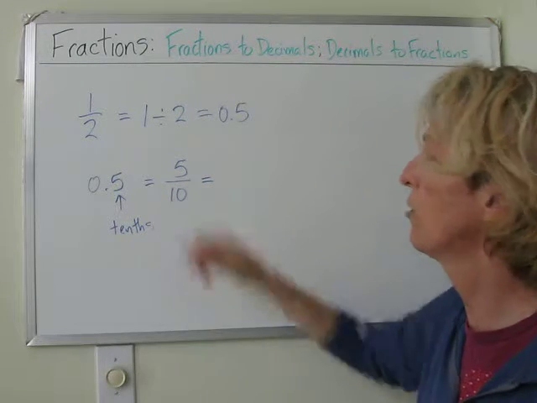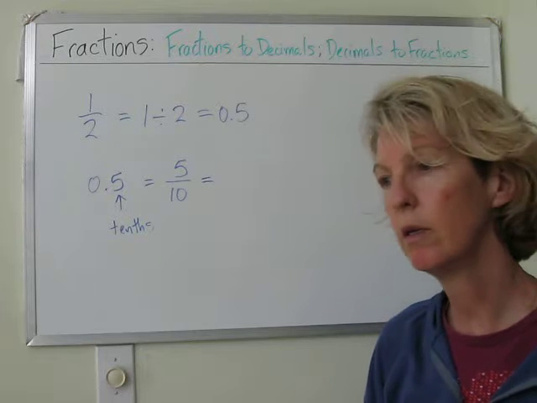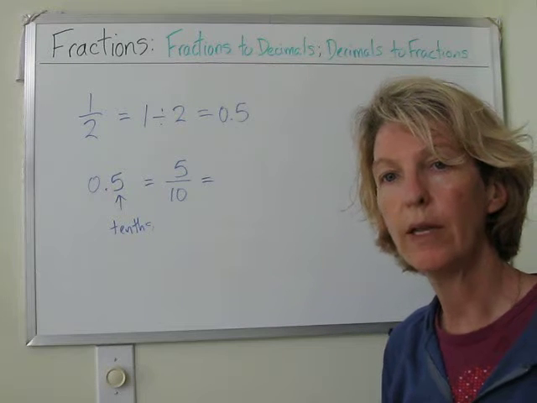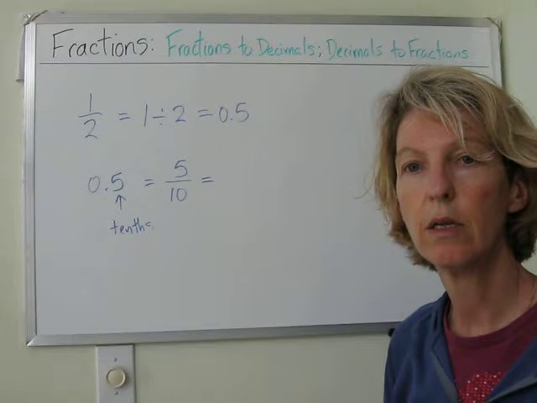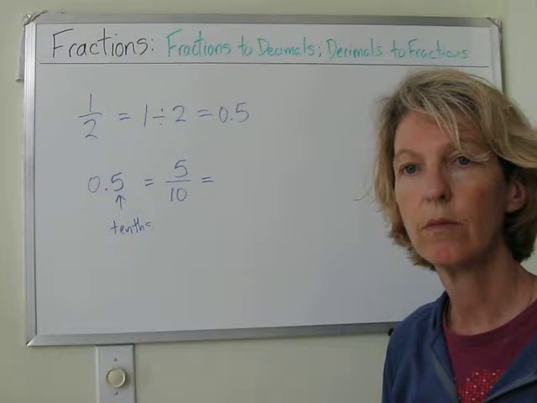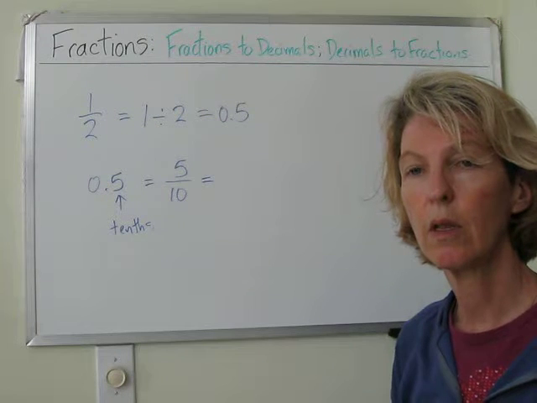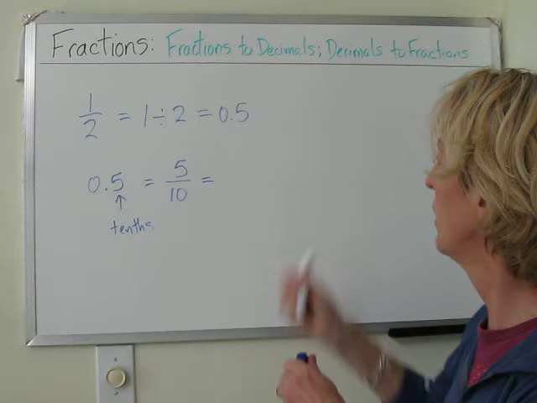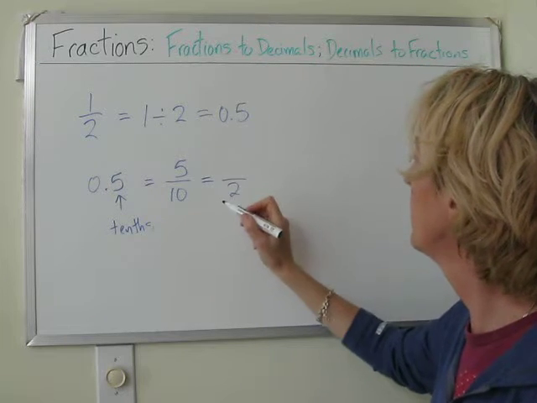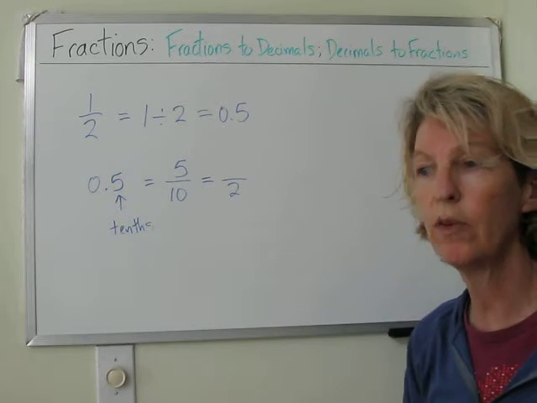What's an equivalent fraction that's the same as 5/10? A half? Why, honey? Well, because 5 divides into 10 2 times, and 5 is a half of 10. Good, that's one way of explaining it.